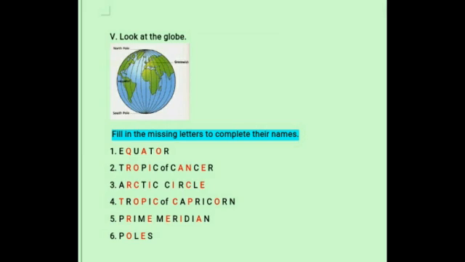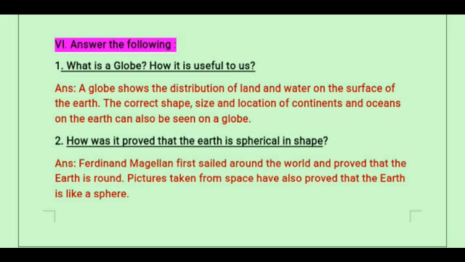Second one, Tropic of Cancer. Third one is Arctic Circle. Fourth one, Tropic of Capricorn. Fifth one is prime meridian. And the last one is poles. Okay. So children, the final Roman letter will be answer the following, right? So learn and write all these answers.